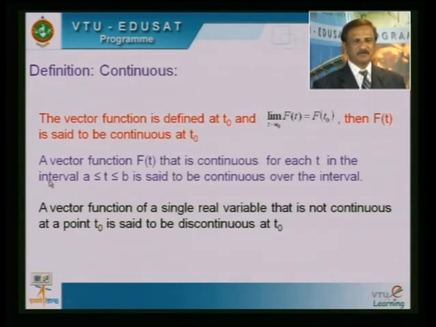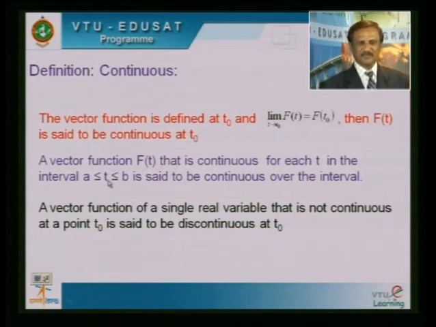Or sometimes you can define a function f of t to be continuous for each t in the interval a is less than or equal to t, is less than or equal to b. Here a is some constant, b is some constant. Say, for example, we can take a is equal to 1, b is equal to 2. So, t lies between 1 and 2. It means you can define a function where all the values of t lie in the closed interval 1 and 2, and it is said to be continuous over the interval. It means that the interval may contain infinitely many numbers. So, the function is continuous for all those values.